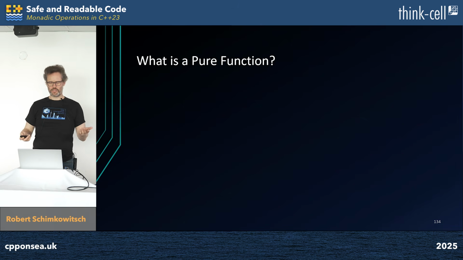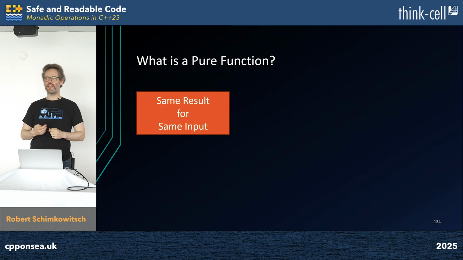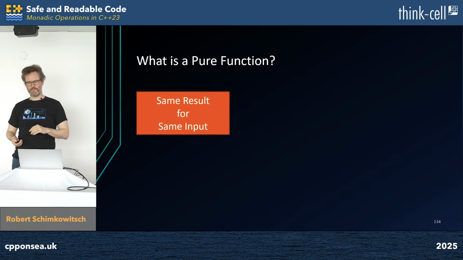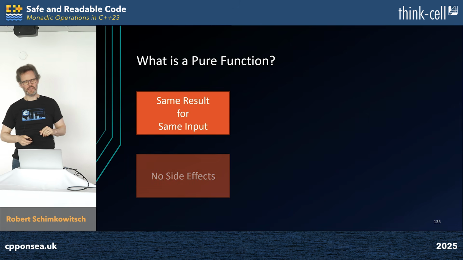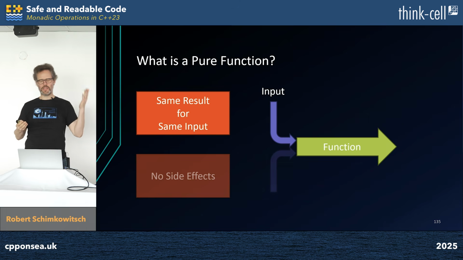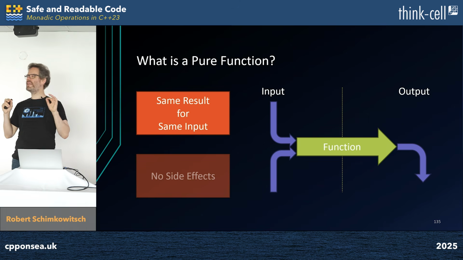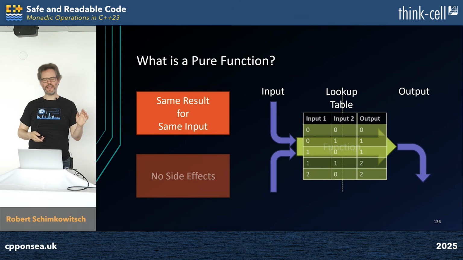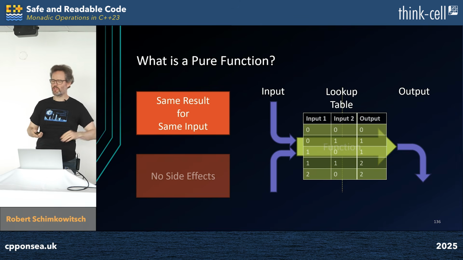Now, what is a pure function? It has 2 properties. First, it will give you the same result for the same input, always, no questions asked. And it has no side effects. Let's look at what that means in detail. Let's say we have a function that has some input and an output. If you had infinite memory, could you replace it by a lookup table? And if the answer is yes, then you're good on the first requirement.